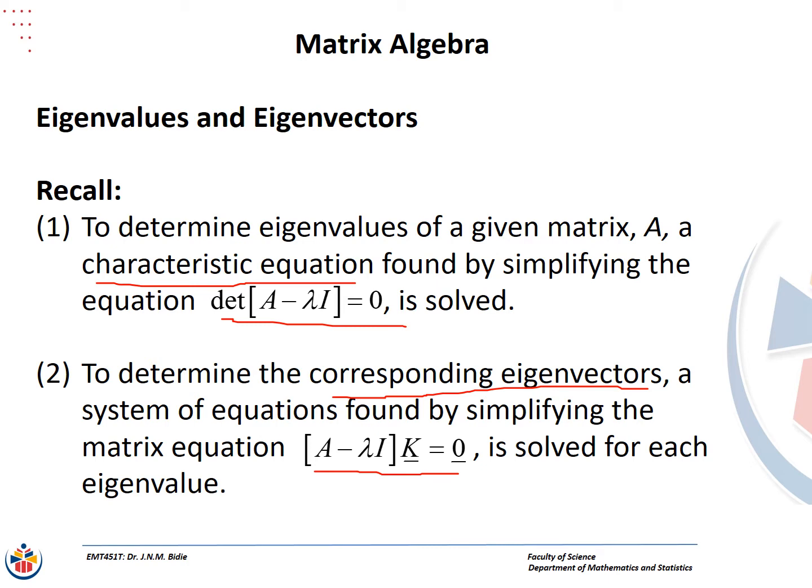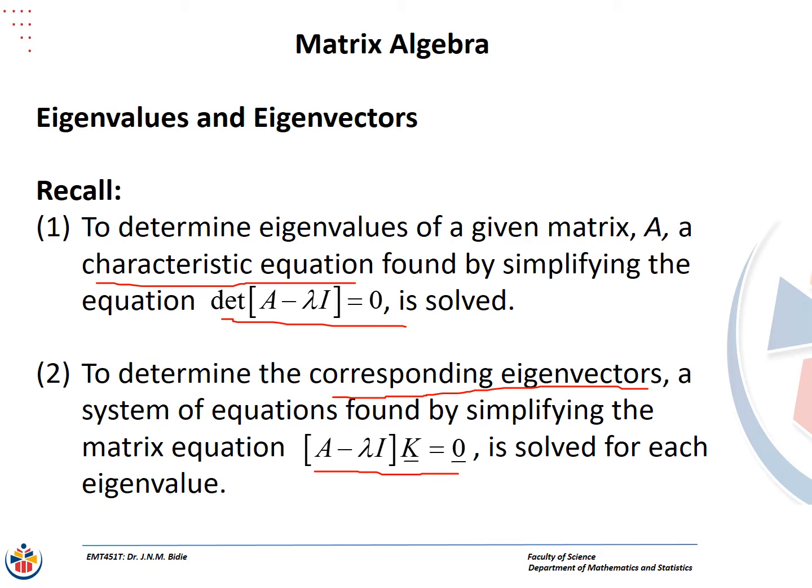Vector K will be the vector that has got the unknowns K1, K2, K3, depending on whether the matrix A is a 2x2 matrix or a 3x3 matrix. If it's a 2x2, vector K will only have K1 and K2. If it's a 3x3 matrix, you will have K1, K2, and K3. Note that the size of vector K depends on the size of matrix A that has been given. Also note the right-hand side must be equated to a vector 0, not the number 0.